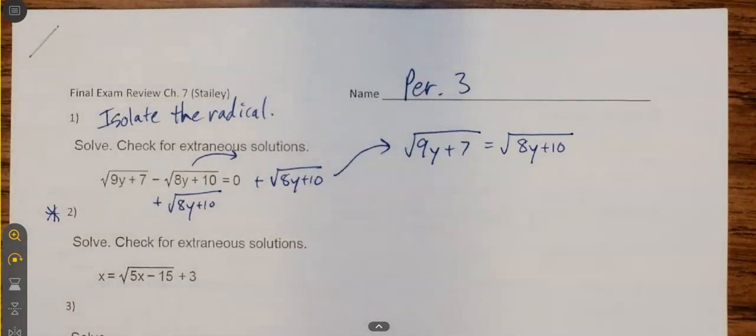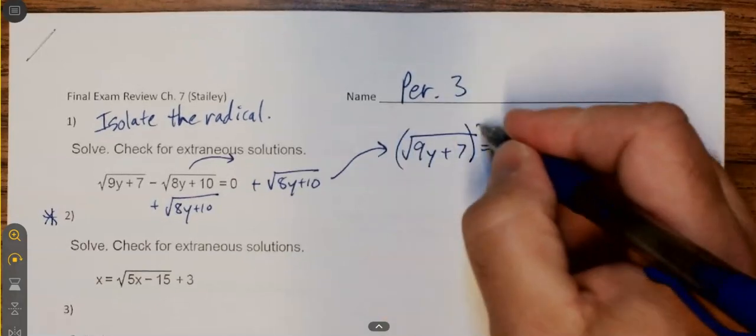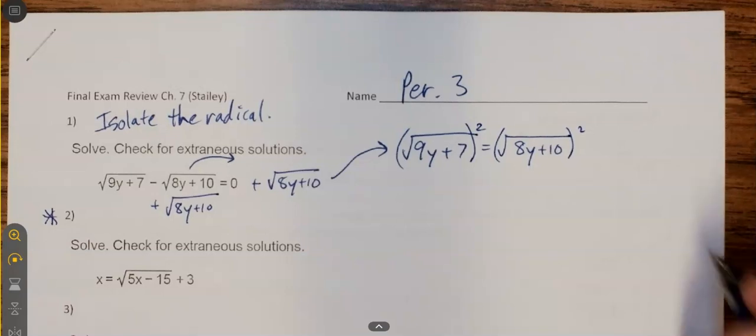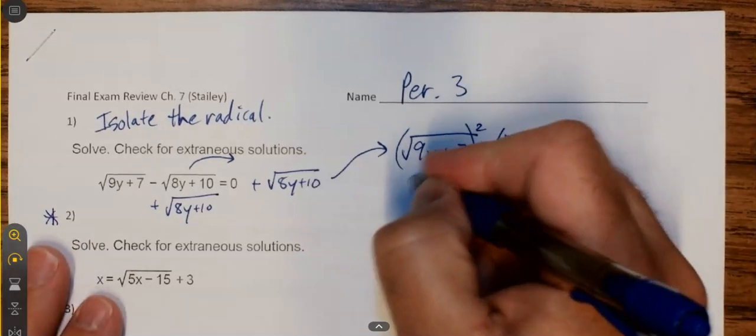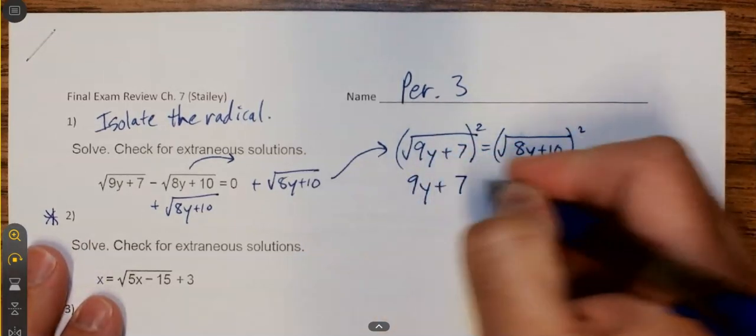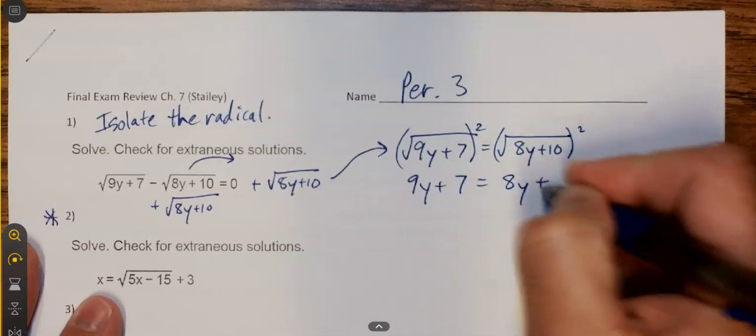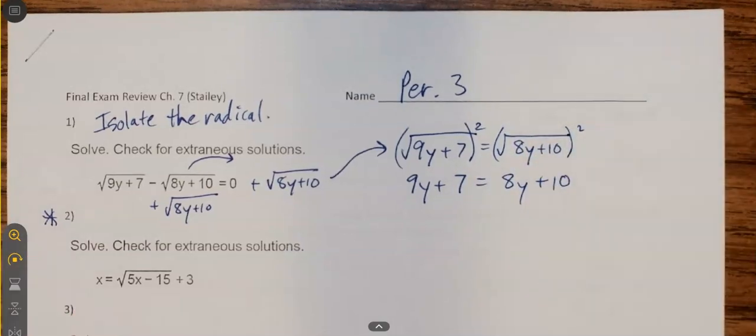What do we need to do to get rid of the radicals? The opposite of square root is squaring. So we square both sides. This problem becomes a whole lot easier now because there are no more radicals.